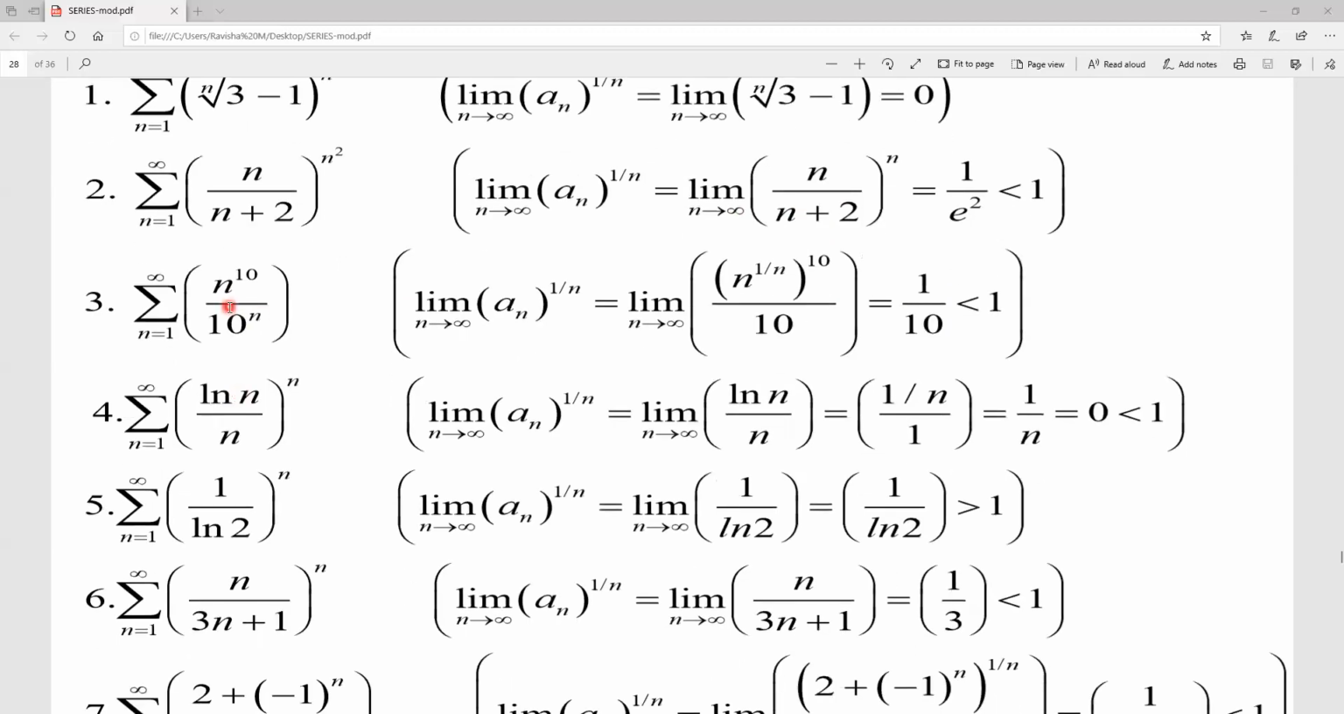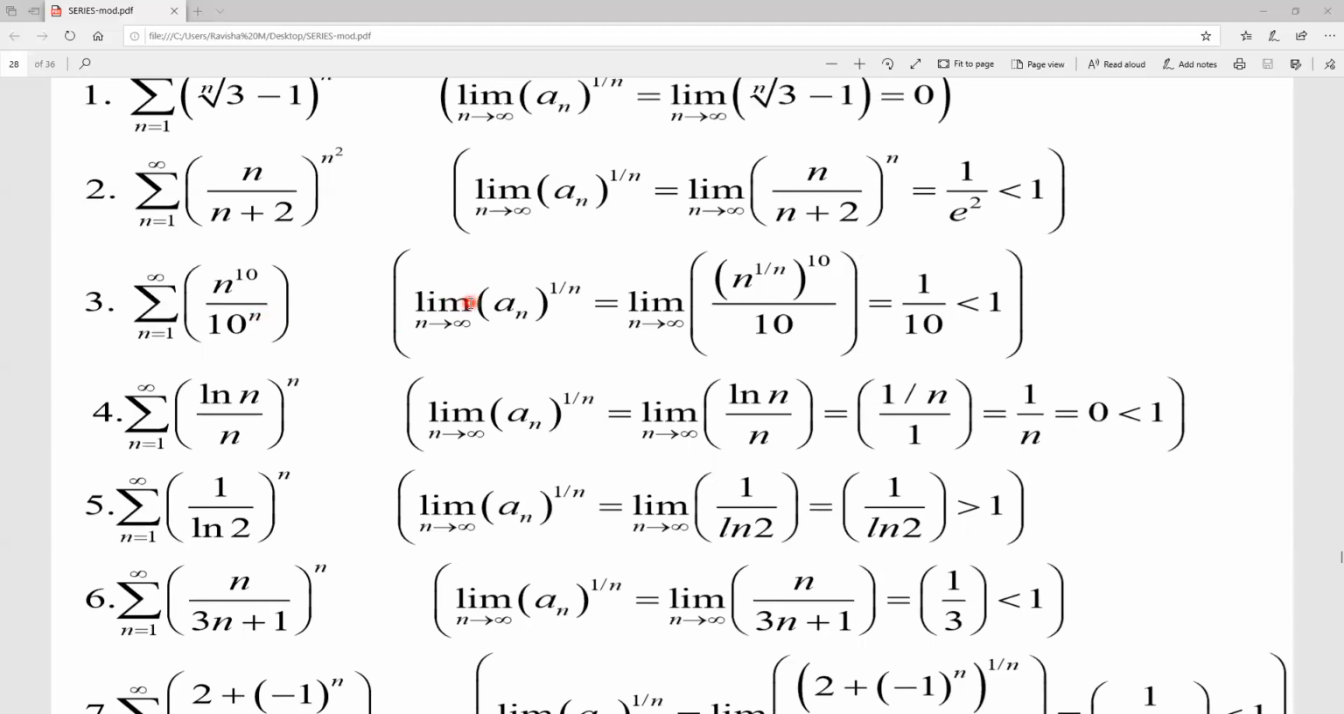Let us move to the third problem. Sum of n is equal to 1 to infinity, n power 10 by 10 to the power of n. So the nth term is this. Let us apply the root test because the power has n.